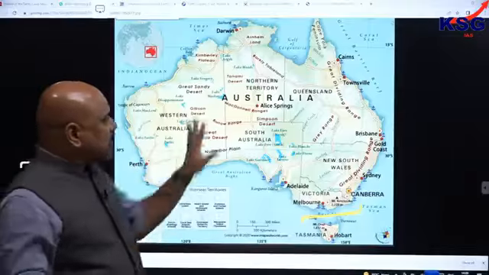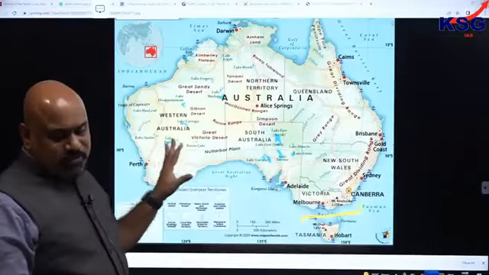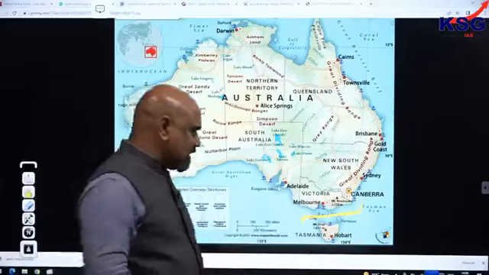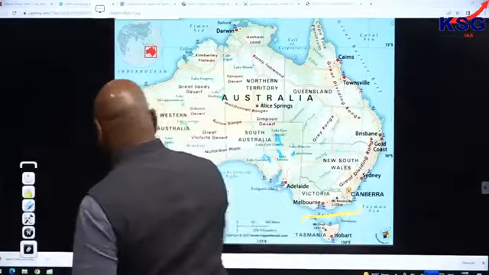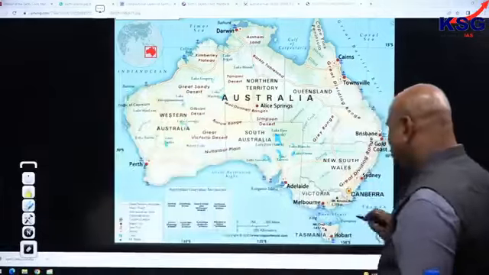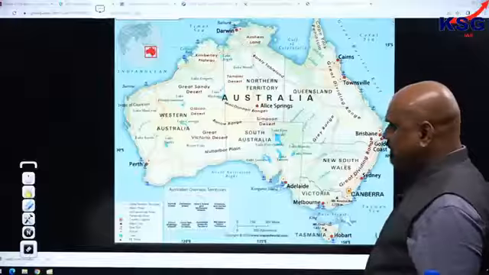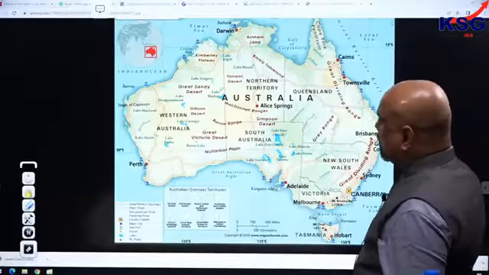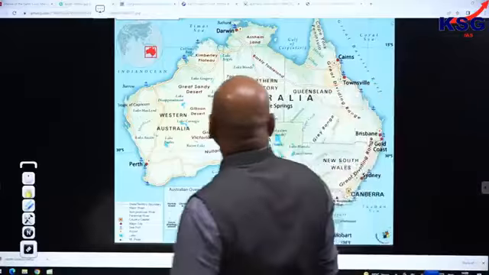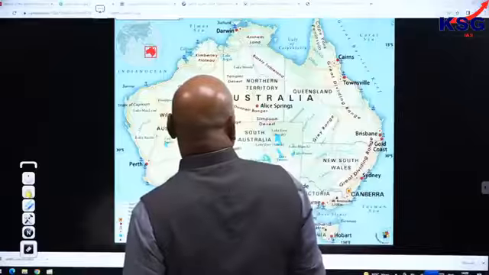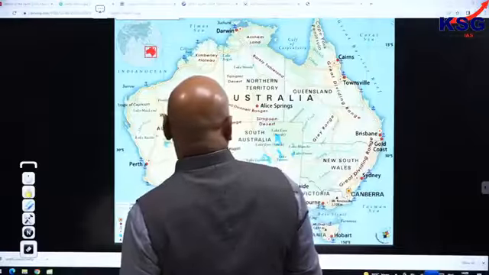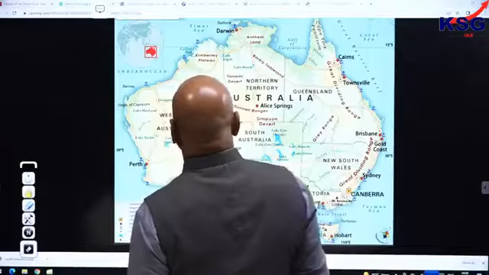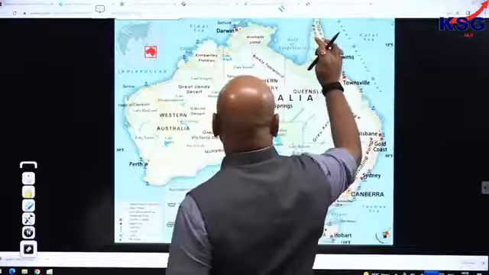Now, in Australia, this is the continent of Australia, the entire country. This is the Bass Strait. Bass Strait is well known for one thing, petroleum deposits in the Bass Strait region. I told you earlier about the political map also.